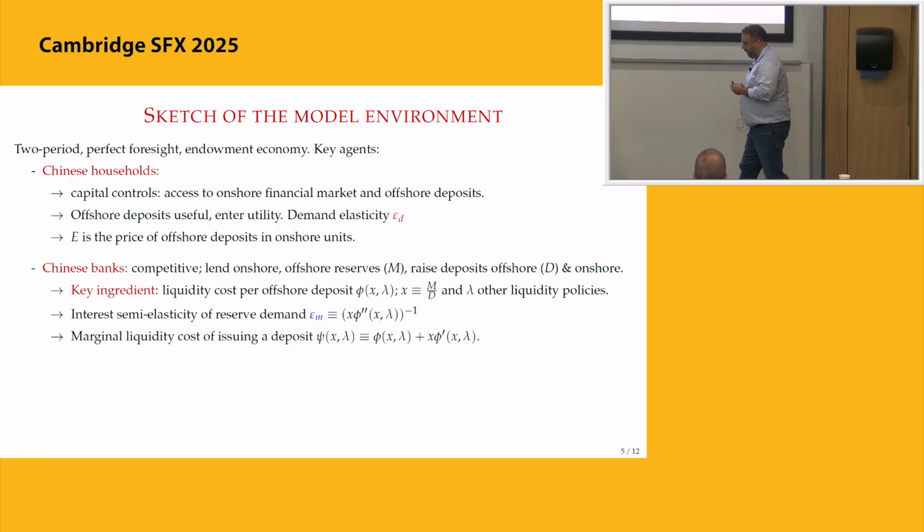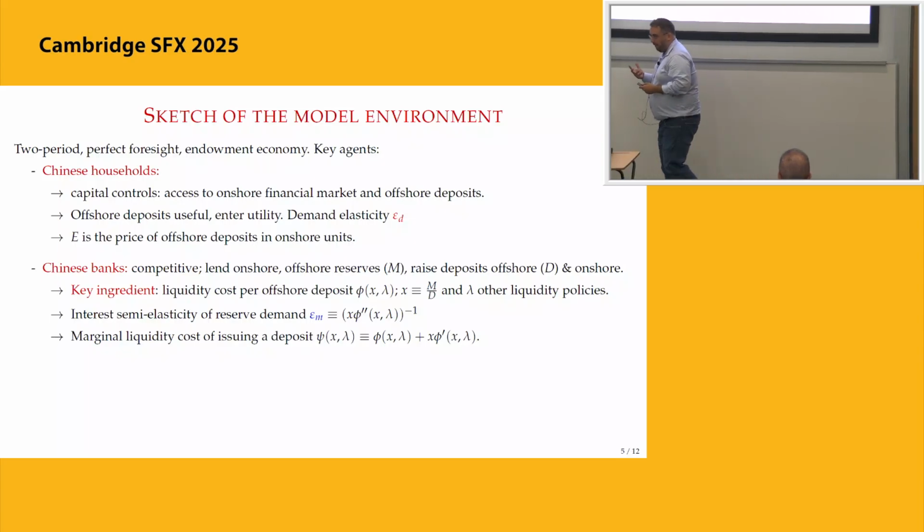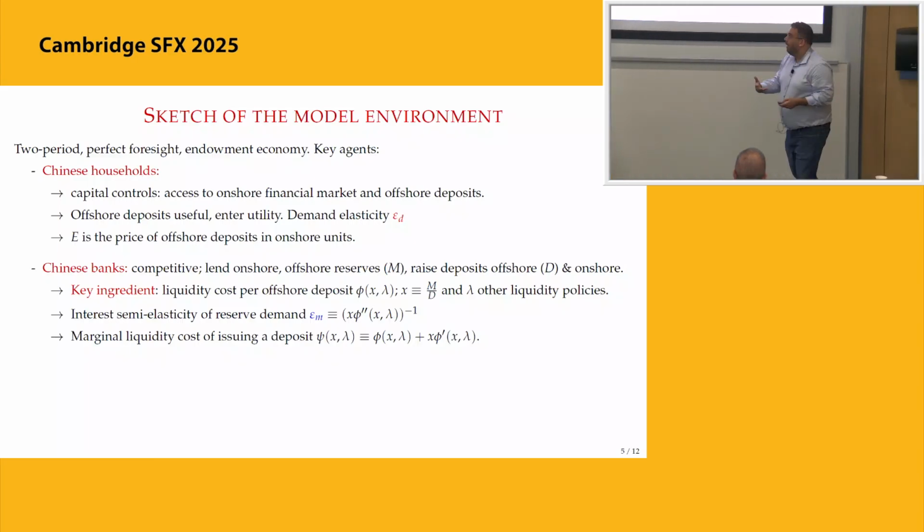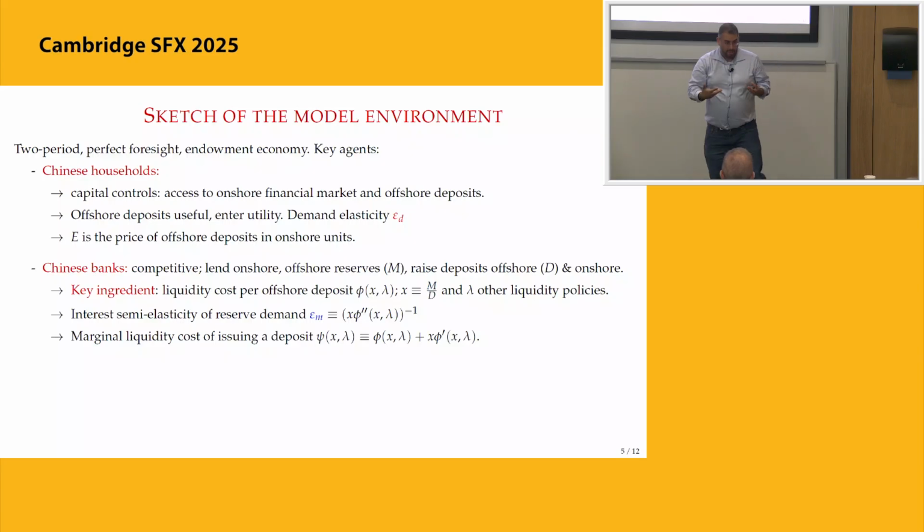The second agent are Chinese banks. They're competitive, they lend onshore, and they raise money onshore and offshore, and hold offshore reserves issued by the clearing bank. The only real key ingredient here that makes banks interesting is they have some liquidity cost, phi, of issuing an offshore deposit. And that phi is going to depend on their reserve to deposit ratio, which I'm going to call X, and lambda, which is some other policies the PBOC can play with to influence money demand by Chinese banks.